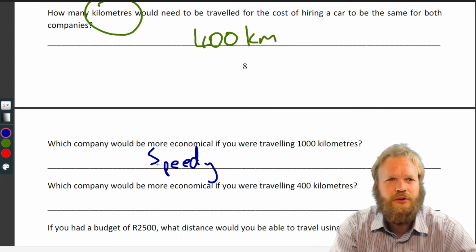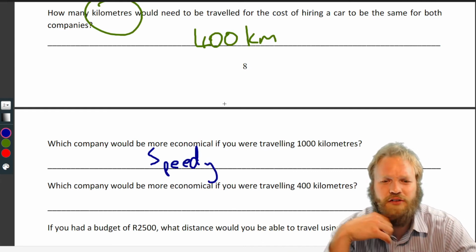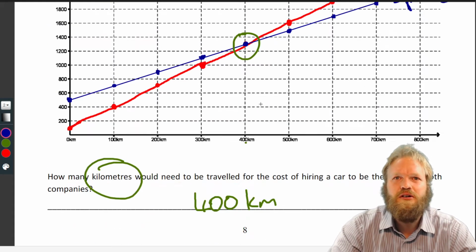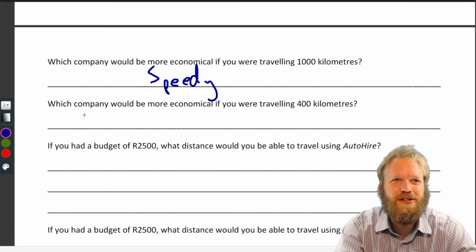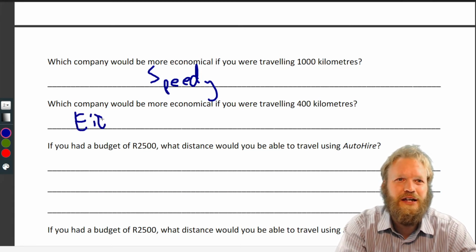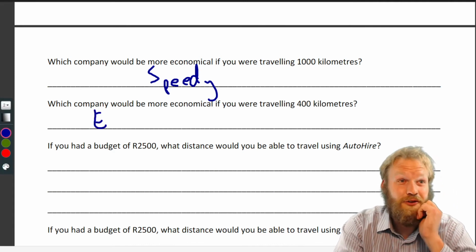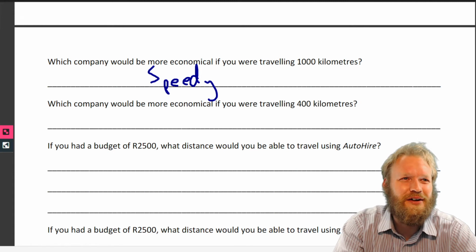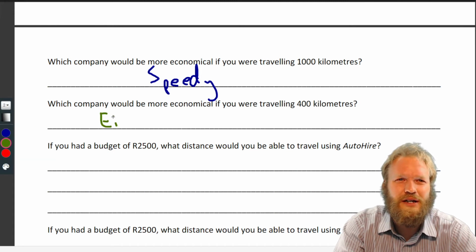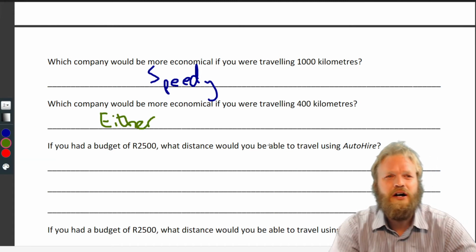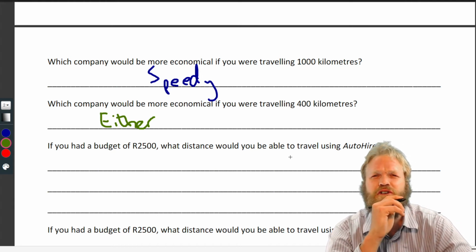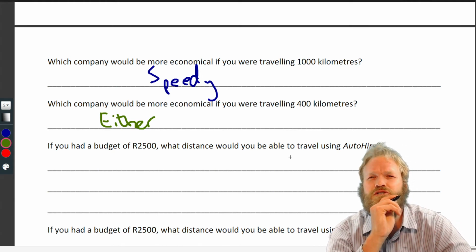Speedy. Which company would be more economical if you're traveling 400 kilometers? No, they're the same, right? So, like, they're the same. I don't know. Either. Oh, we'll put either in green. That is for both of them, right? Here we go. Either.